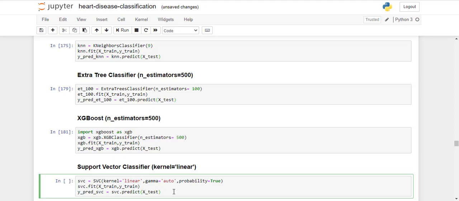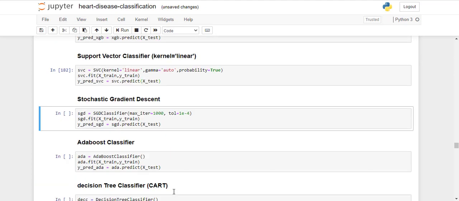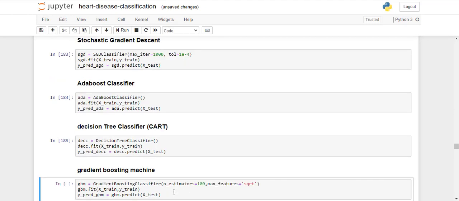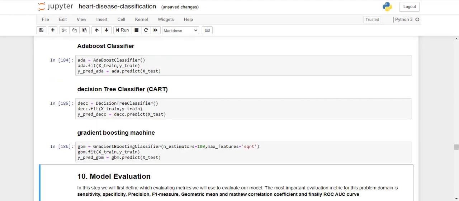SVC. Now we're using SGD. Now we're doing AdaBoost. This is gradient boosting. So now comes the most important part, the evaluation part.